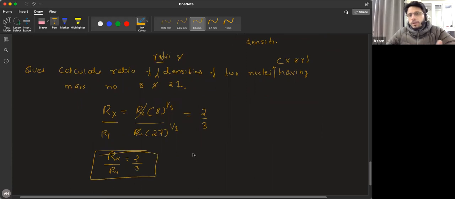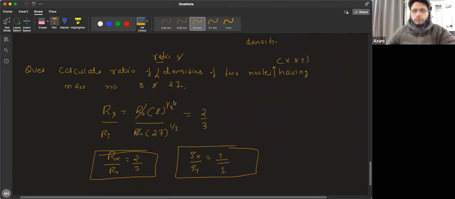And if you want to calculate the ratio of densities, density of X by density of Y will be the same, because nuclear density is independent of mass number and atomic number. Densities will remain the same.